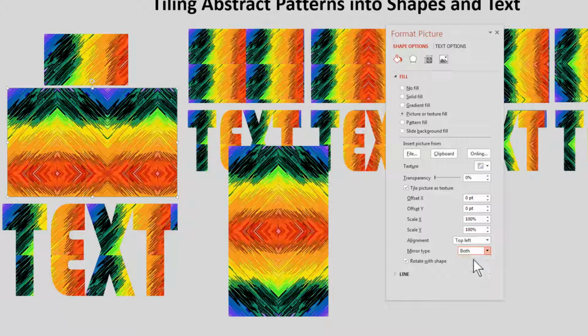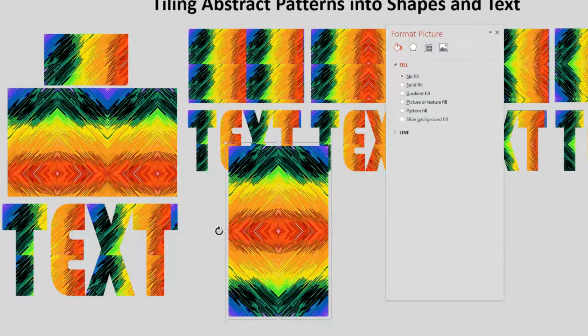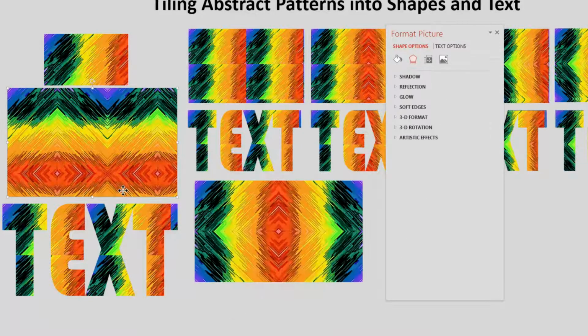I'm going to take it to none. And you can see none and both really don't make much of a difference. It doesn't really make much difference because we already have a tile pattern. So this makes a very interesting pattern. So you can actually create your own patterns and put them into the shape or text, and that gives you more options to play with. And I'll just put that back. So that's how the tile pattern works.